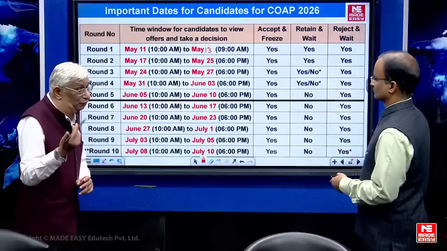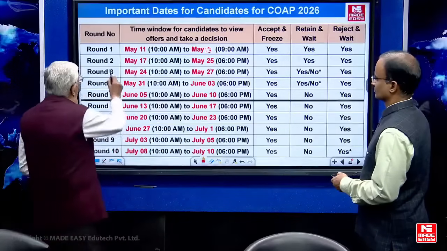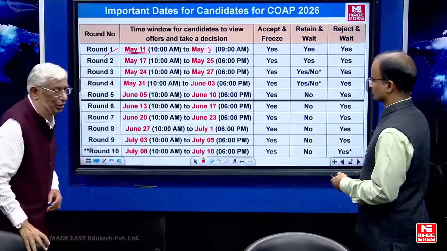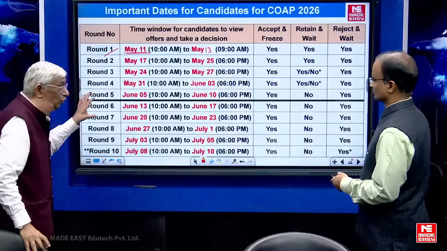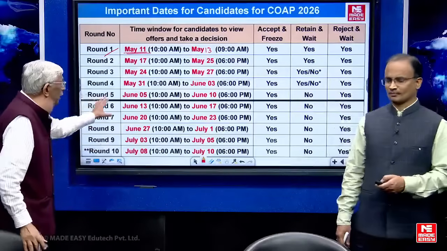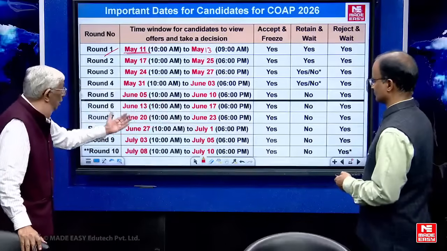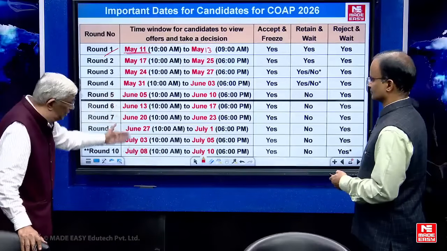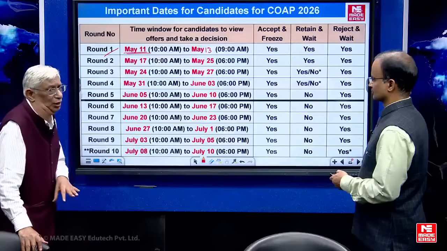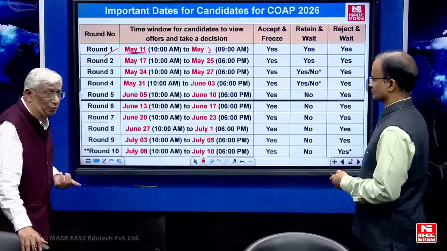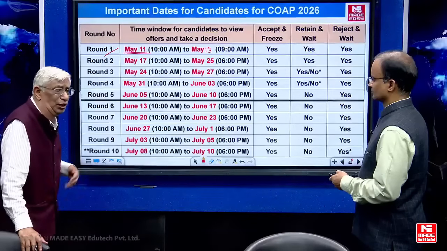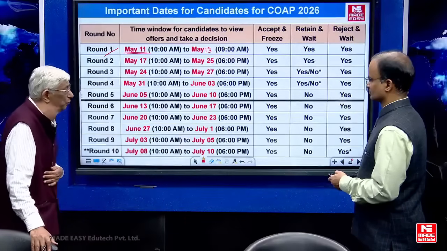The dates when the various rounds are being conducted: the first round, as per the schedule published, will open on 11th of May. The first set of 5 rounds, in which almost every IIT will participate, close on 10th of June. Beyond the 5th round, participation depends purely on the number of vacant seats in a particular IIT. I will be conducting a separate session on COAP modalities, maybe after 3-4 days, and you can join that. It will be an open session conducted through Zoom.